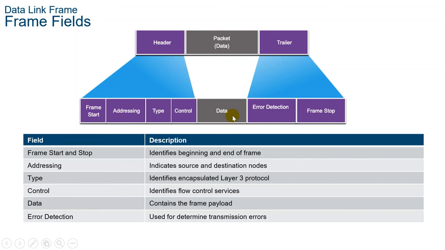The next is data. Data is basically the actual data. It contains the frame payload. And the last one is the error detection.